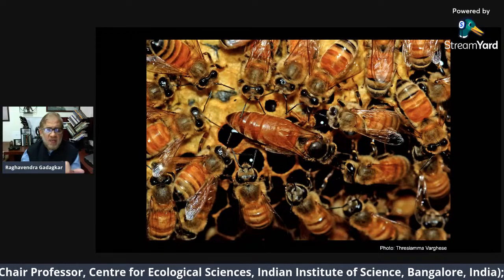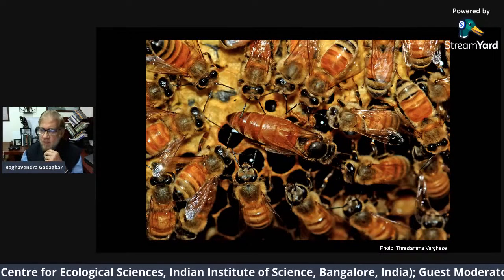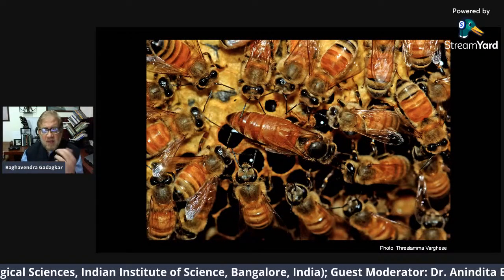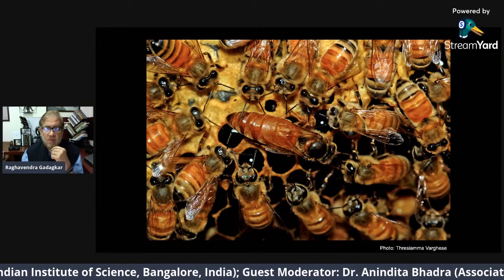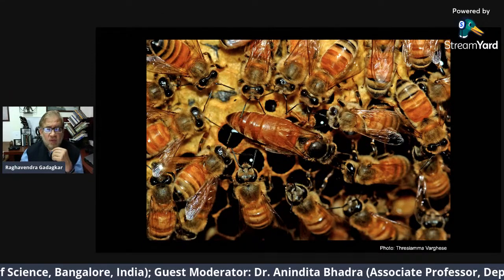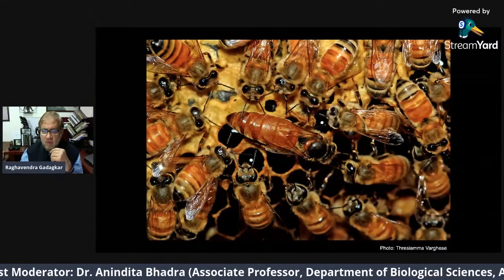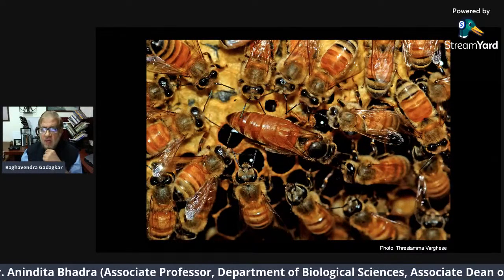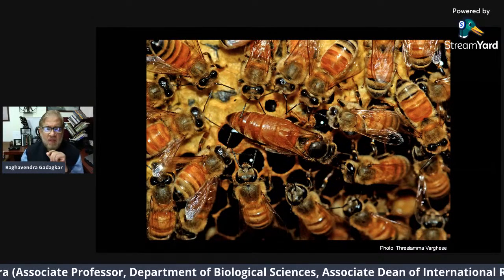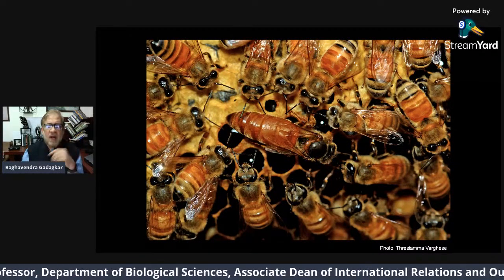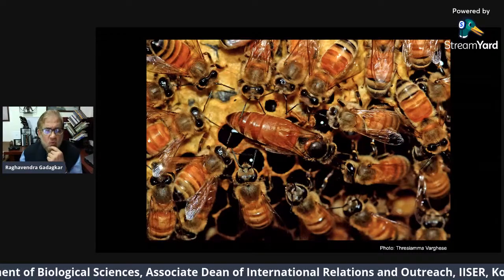So the first slide was the Asian dwarf bee Apis florea. But this particular slide is about the European bee Apis mellifera. And in the center of this picture, you see this large queen bee. And she is surrounded by a group of worker bees. Now, typically, if you locate the queen, you'll find that she's always surrounded, or to use our language, she's attended by a small group of workers.